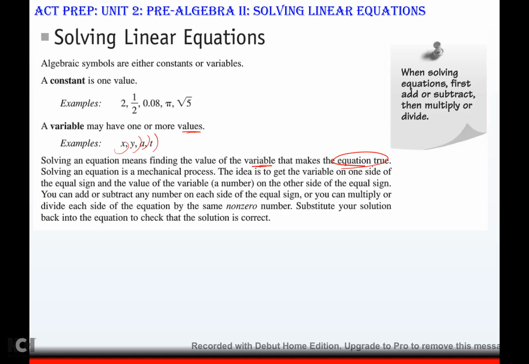Solving an equation is a mechanical process. The idea is to get the variable on one side of the equal sign and the value of the variable, a number, on the other side of the equal sign. You can add or subtract any number on each side of the equal sign, or you can multiply or divide each side of the equation by the same non-zero number. Substitute your solution back into the equation to check that the solution is correct.